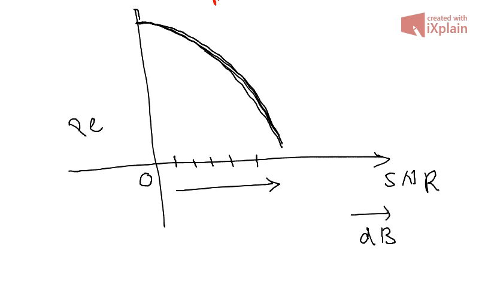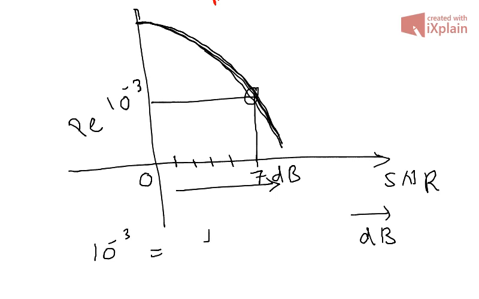And usually at an SNR of 7 dB, you would see that the error probability is in the range of 10 raised to power minus 3, which means 1 in 1000. It means if you transmit 1000 bits, you would get 1 bit in error. If your SNR is 0 dB, usually it is 0.5.